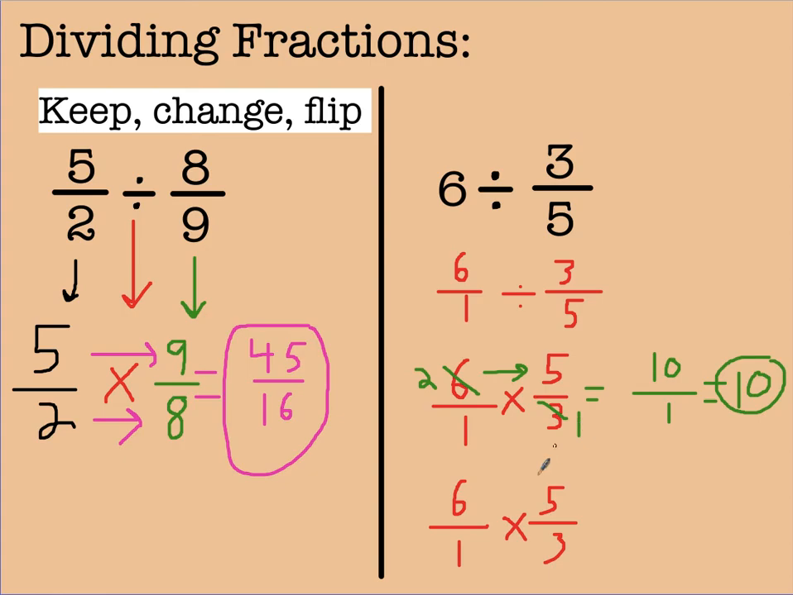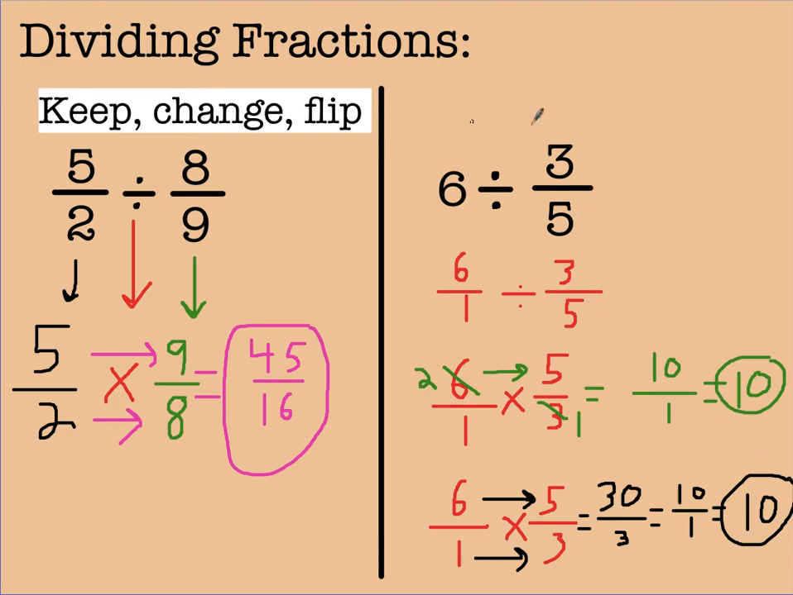Let's try this without simplifying first. Let's just multiply straight across. 6 times 5 is 30. 1 times 3 is 3. Now when I simplify 30 over 3, if I divide them both by 3, I get 10 over 1, and that's the whole number 10. Either way you do this is okay. So you're going to have to choose what works best for you when you practice these.